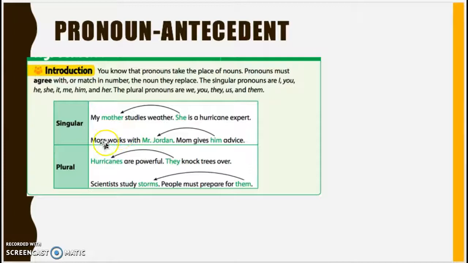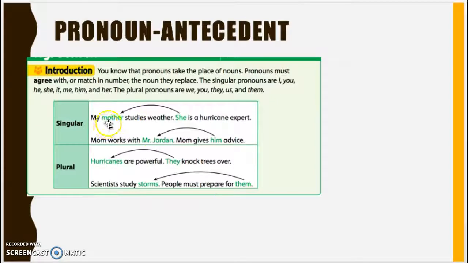Okay? Mom works with Mr. Jordan. Mr. Jordan, look at that Mr. I know it's not a she or a her. There's one of them. So I would say mom gives him advice. Okay? Plural, so hurricanes. There's more than one thing here. Well, it's not a boy, it's not a girl. So it would be an it, but there's more than one. So hurricanes are powerful. They knock trees over. Okay? Or you have scientists study storms. People must prepare for them. Okay?